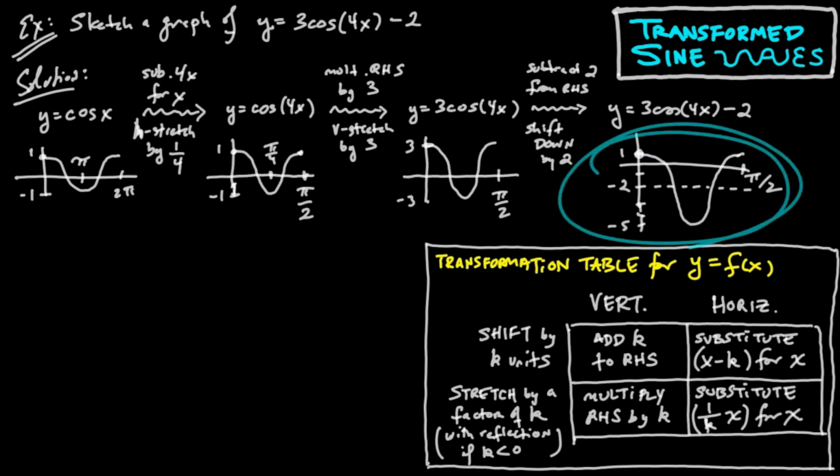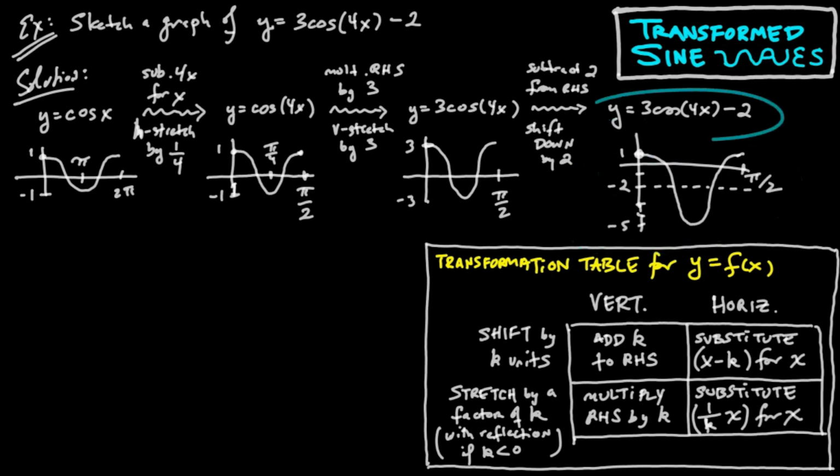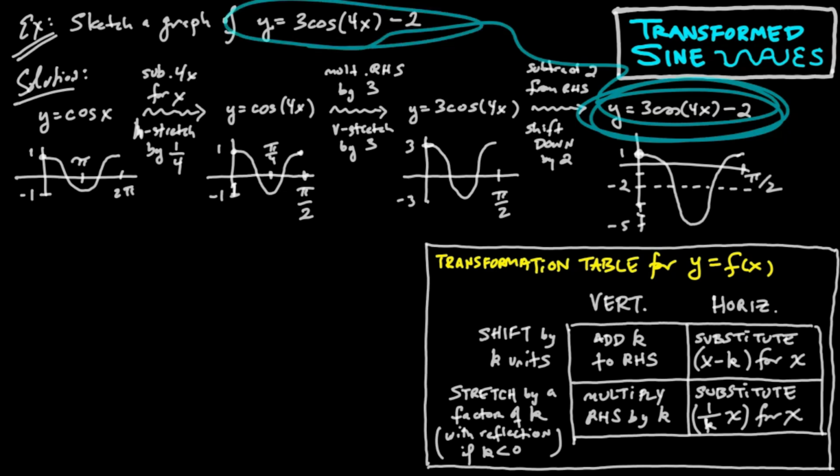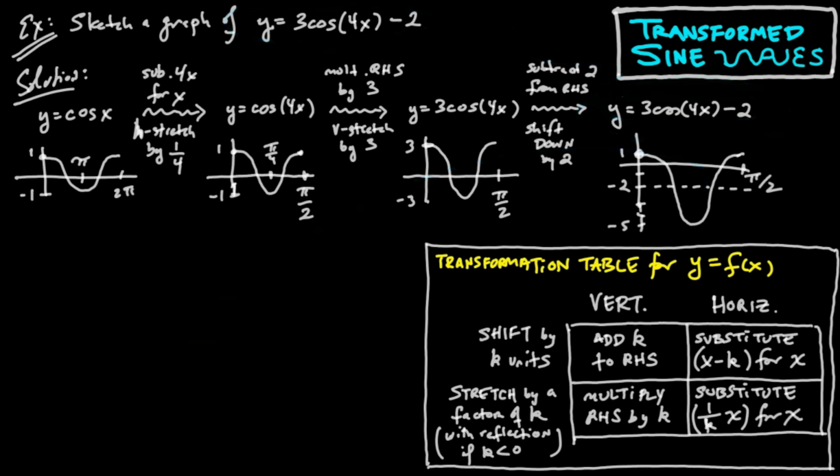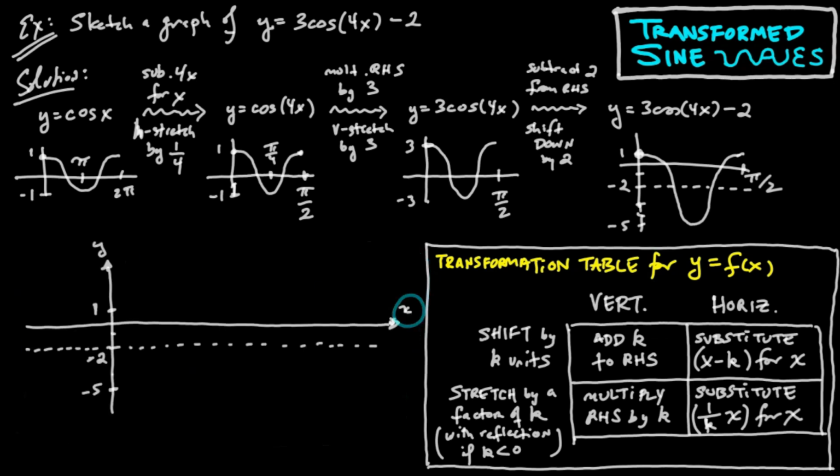And having reached this point, which is a quick sketch of the graph of the function we are actually interested in, we can now write a more polished version down here. So let's do that. I've got my axes. They're labeled. I have my midline. I have the relevant values on the vertical axis. Now I will draw in one full period.